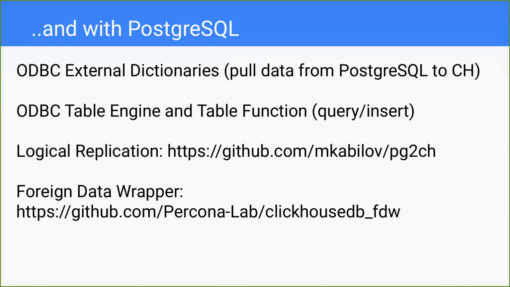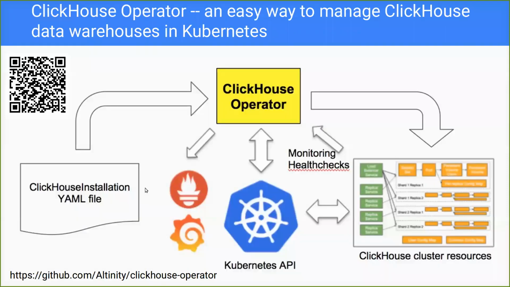And of course, there's MySQL, but the other popular open source database is Postgres. So we have a number of similar features, including external dictionaries, table engines, and a very interesting one, foreign data wrapper, which basically makes ClickHouse look like a Postgres table, so you get the benefits of the full Postgres SQL dialect, and then the query operations get pushed down into ClickHouse accordingly. So a lot of really great tools here.